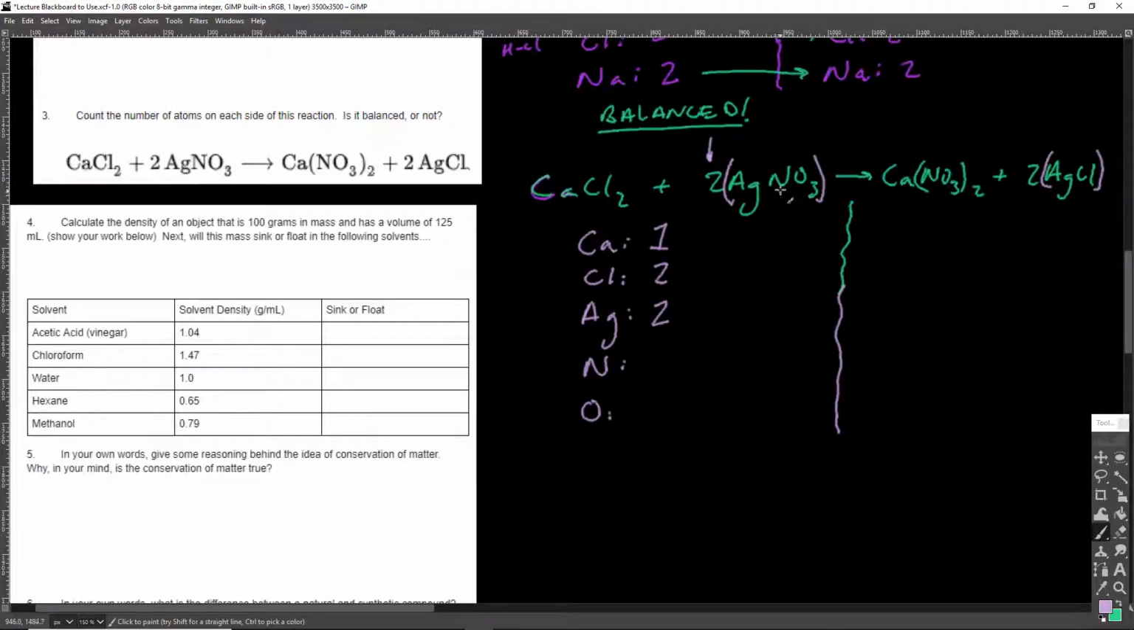How many nitrogens are there? Well, here's nitrogen right here. It has no subscript, so there's one, but I have two of those molecules, so I have two nitrogens. I have an oxygen here, but I have three of them in this molecule, right? So O3, but then I have two of these molecules, so it's three times two, which is six. Okay, now let's just replicate it on the other side.